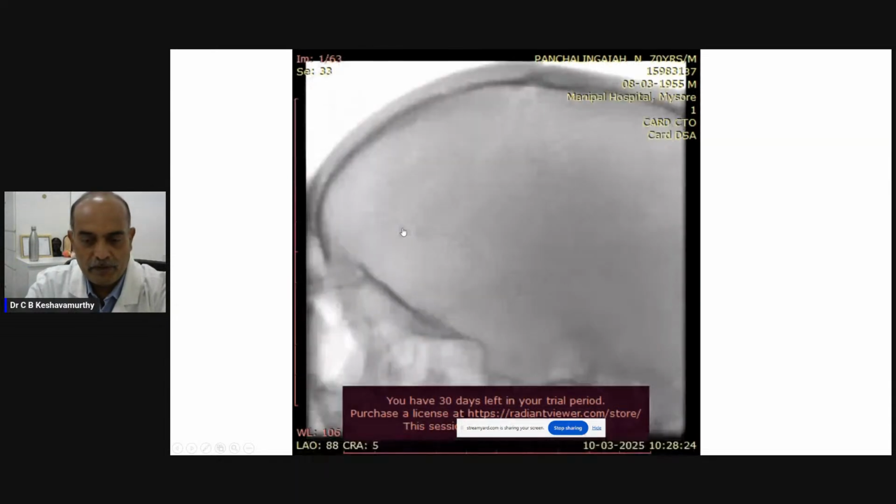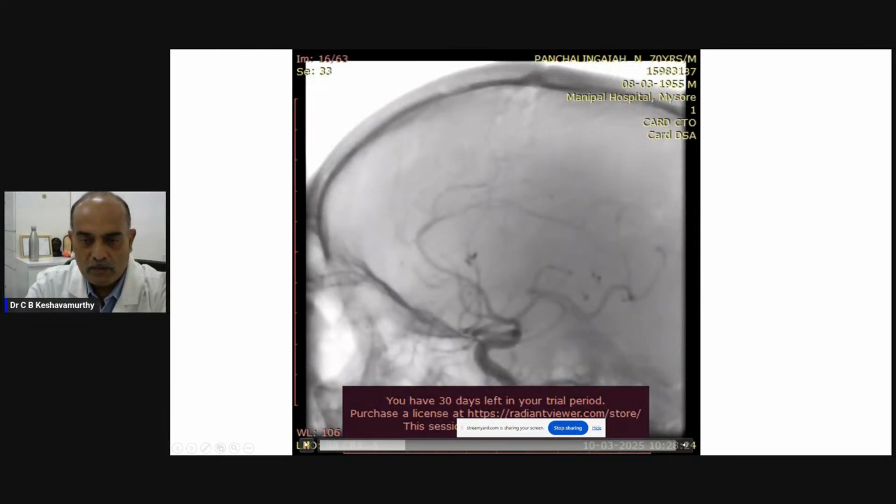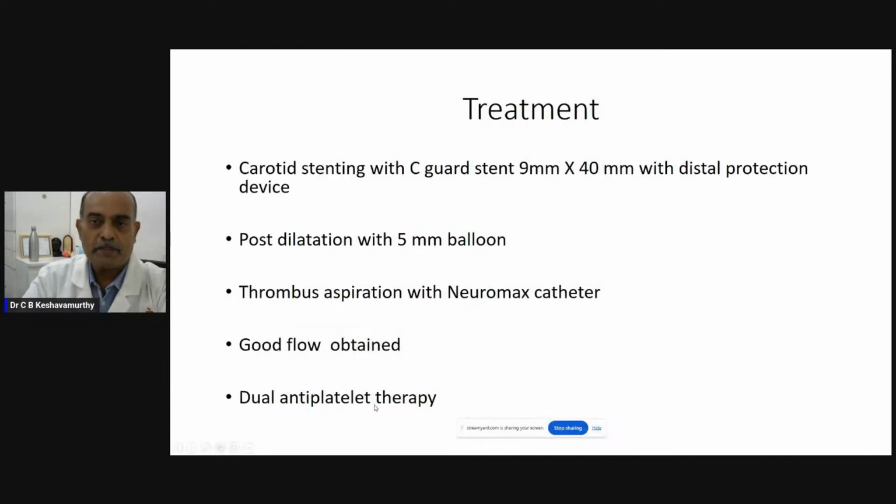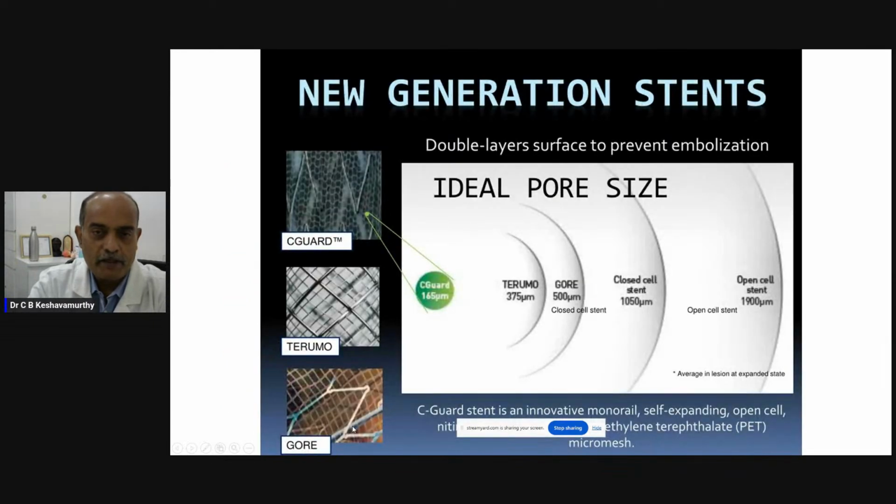Patient became better, and we shifted into intensive care and observed him for about 48 hours. Patient gradually improved. We did post dilate with a 5 mm balloon because there was a severe narrowing, and thrombus aspiration, good flow was obtained. Patient was kept on dual antiplatelet therapy.